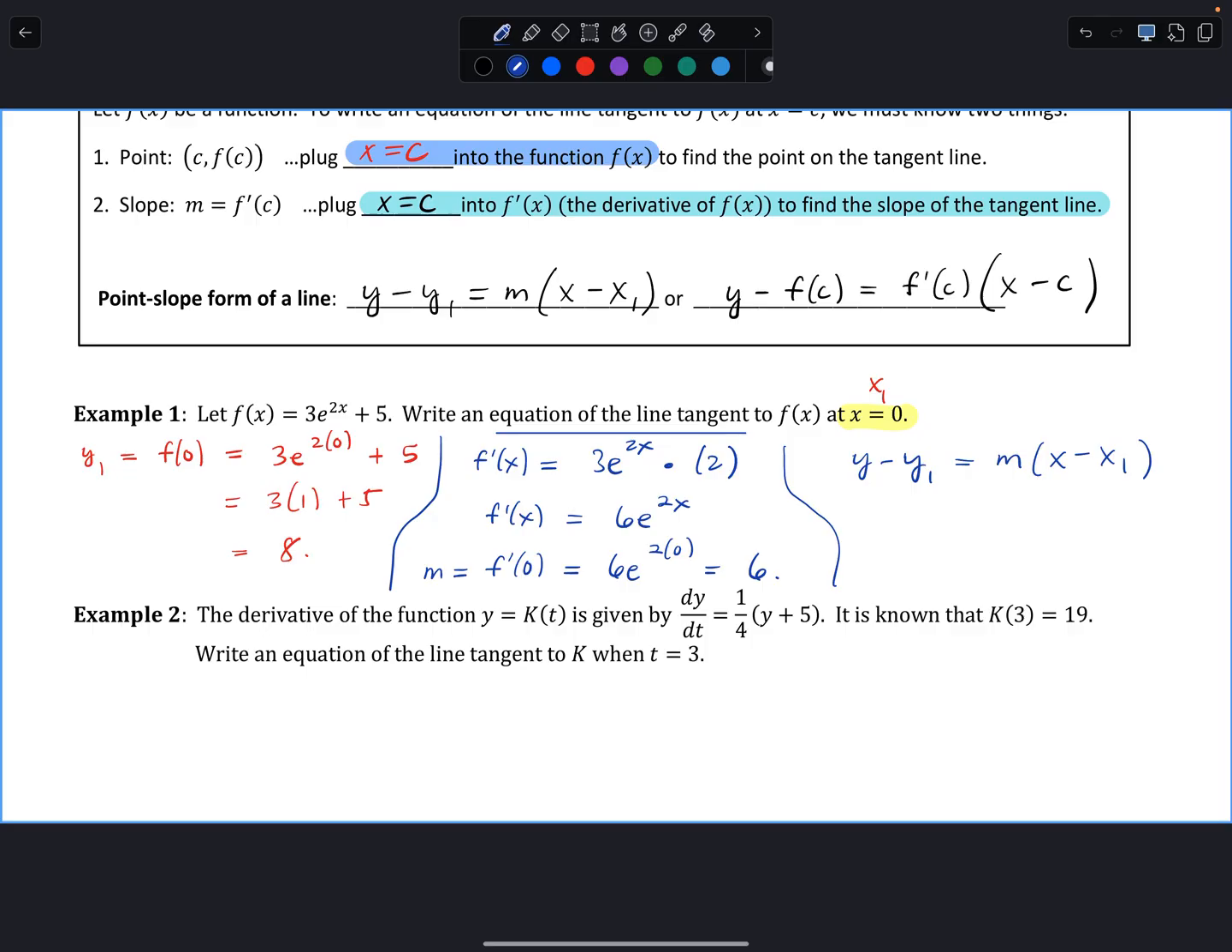So write our tangent line. y minus, what's y1? Is equal to my slope. What's my slope? Times x minus 0. If you guys left your answer like that on the AP exam, awesome. If you guys want to get fancy, you could rewrite it, but just to save us time, I'm okay if you guys leave it like that.